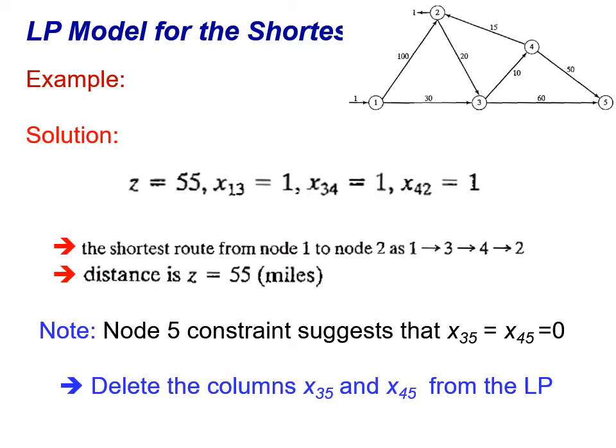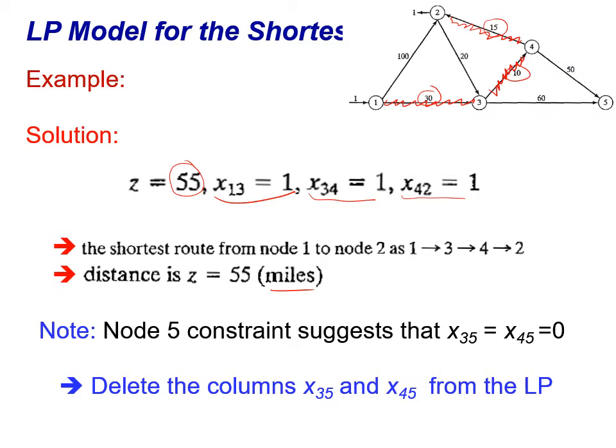When we implement this formulation in Cplex OPL, we can find the optimal solution to be x13 equal to 1. What does it mean? It says that this arc is on the shortest path. And it says that x34 is equal to 1. It means that this arc is on the shortest path. And x42 equal to 1, which says that this arc is also on the shortest path. And the objective function appears to be 55, which is equal to 30 plus 10 plus 15. Okay, so this is the shortest route with distance 55 miles.